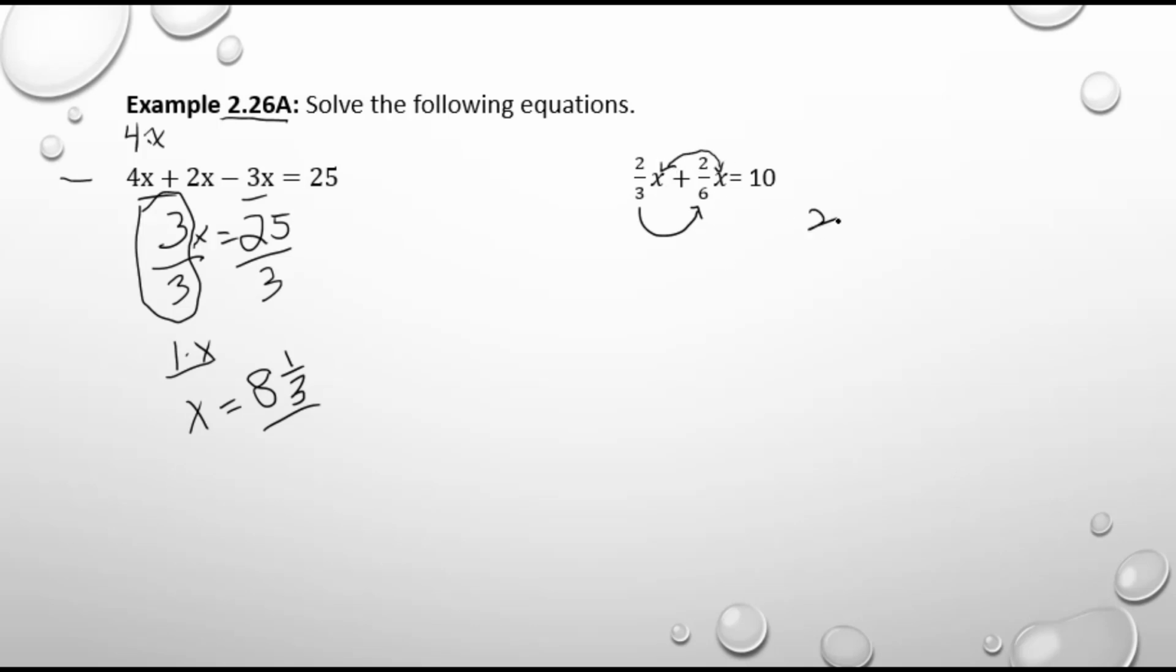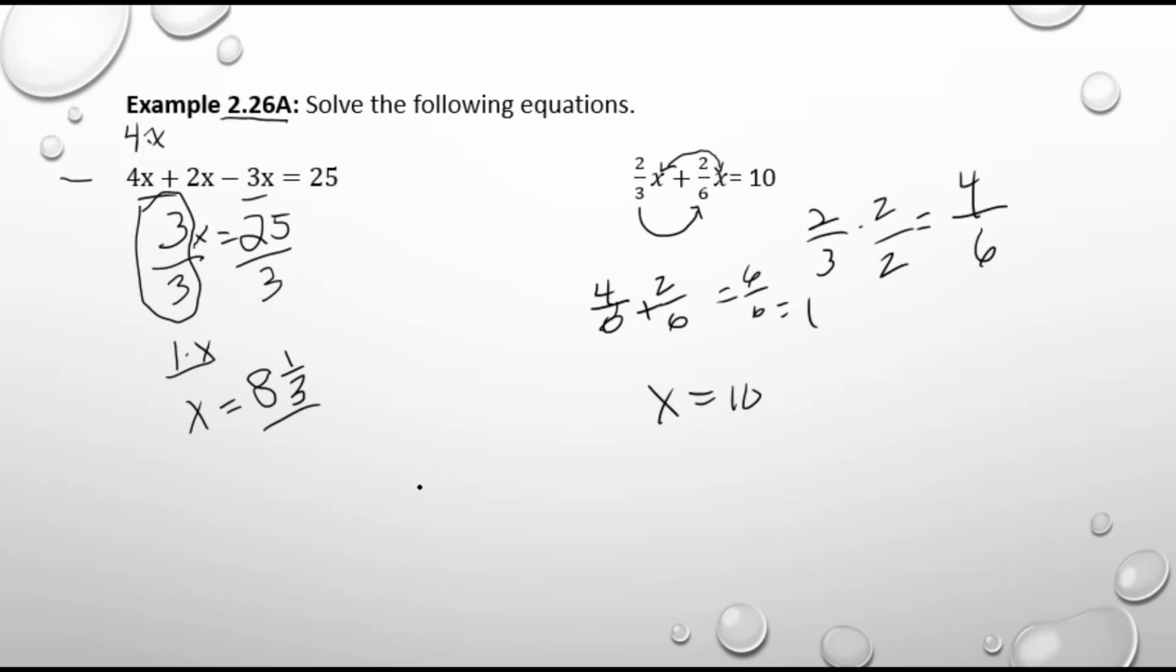So I'm just going to take 2/3. I'm going to change it into an equivalent fraction with 6 as my denominator. Multiply by 2 over 2, and I get 4/6. So I get 4/6 plus 2/6, and that's going to equal 6/6, which remarkably is 1. So that's just 1x, which is just x. So x equals 10.